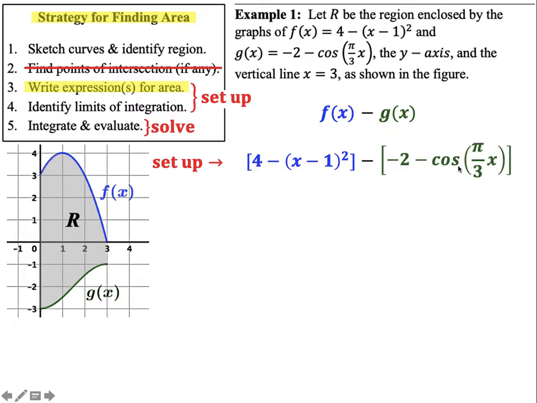Notice the use of brackets here. I'm not being skimpy with the brackets. I put f of x in its own bracket. Then I have the minus sign, and then I put immediately a bracket here. I put g of x in its own bracket because we're going to have to distribute that minus sign. And that's a big deal here because that changes those signs each and every time. So that's the writing of the expression.